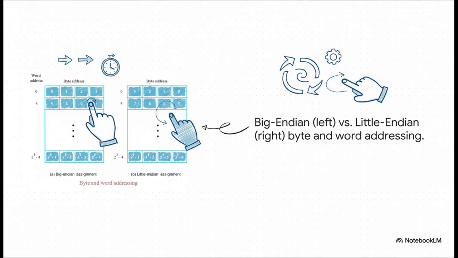And looking at it visually makes it super clear. On the left, you've got Big-Endian. The byte addresses 0, 1, 2, and 3 are assigned from left to right, just like how we read. But on the right with Little-Endian, address 0 goes to the rightmost byte, and the addresses count up as you move left. Two totally different ways to organize the very same space.